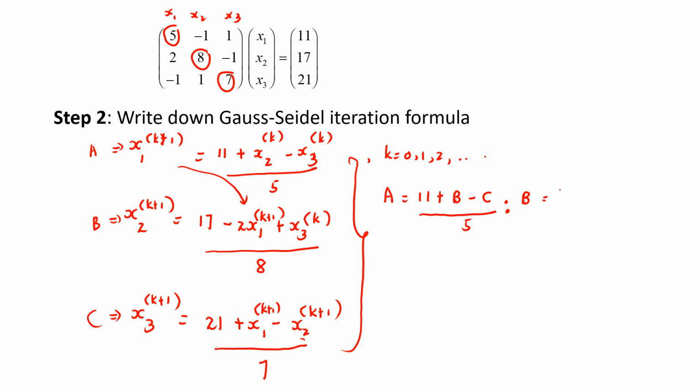So B equals 17 minus 2 x1, which is A, plus x3, which is C, divided by 8. C equals 21 plus x1, which is A, x2, which is B, divided by 7. Then you input this formula into your calculator, in one line, and you press calculate.